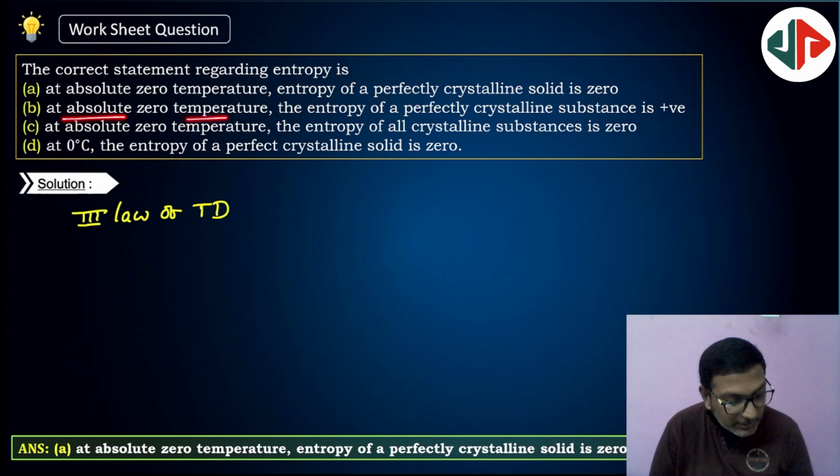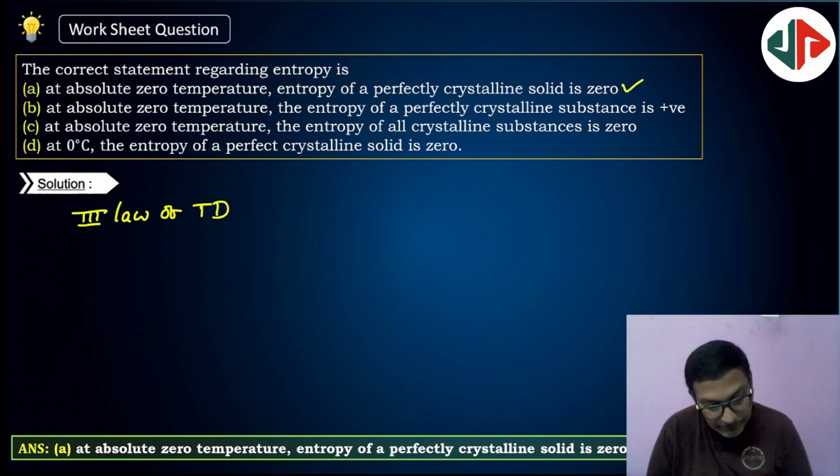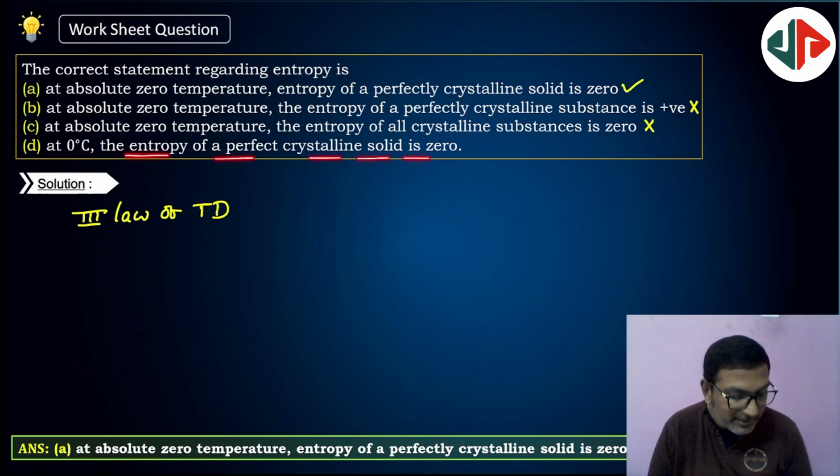At absolute zero, the entropy of a perfectly crystalline substance is positive. That is incorrect. Here it is correct. It is incorrect. Third option: at absolute zero, the entropy of all crystalline substances is zero. That is incorrect. Only a perfectly crystalline substance is zero. At absolute zero, that means at 0 degree centigrade, entropy of perfectly crystalline solid is zero.